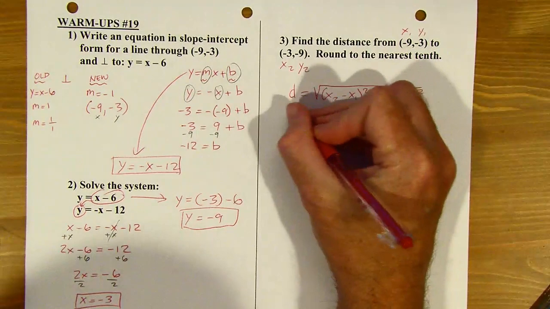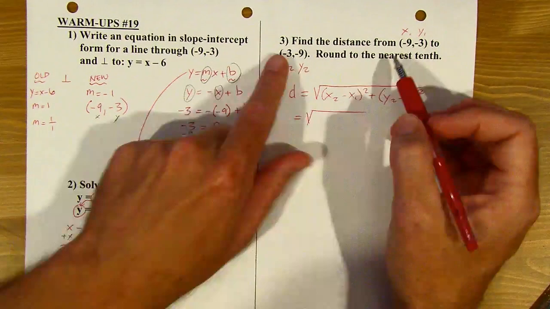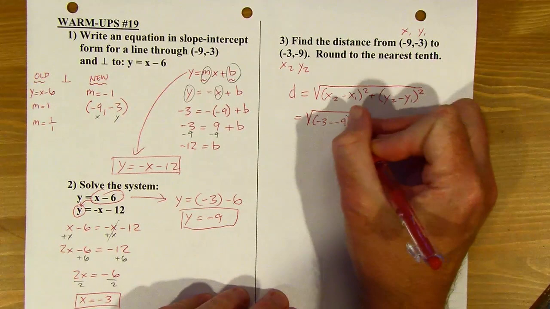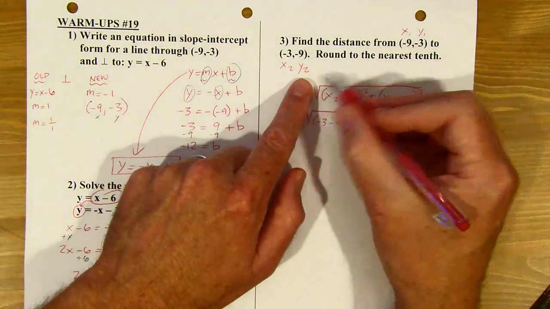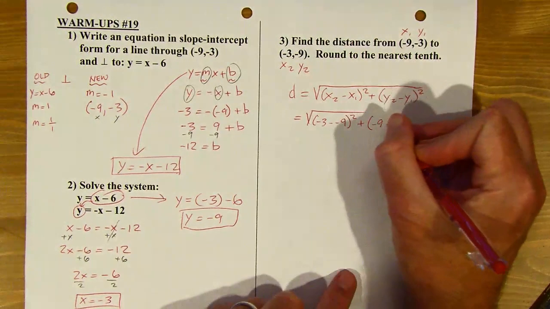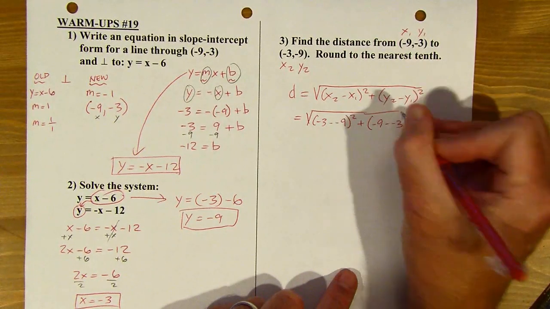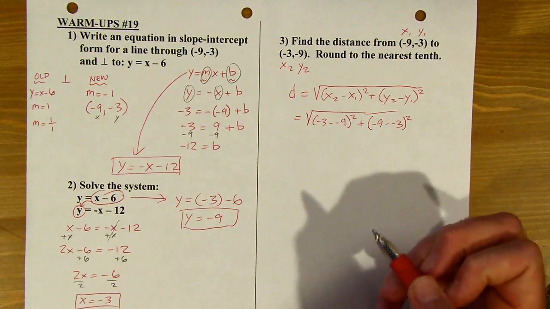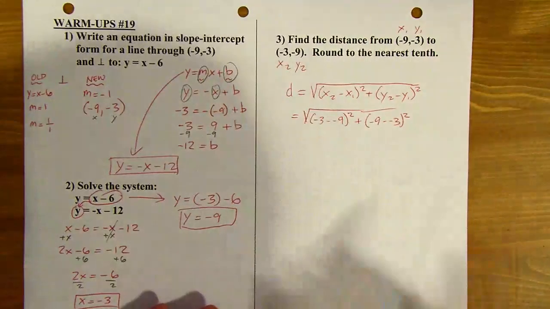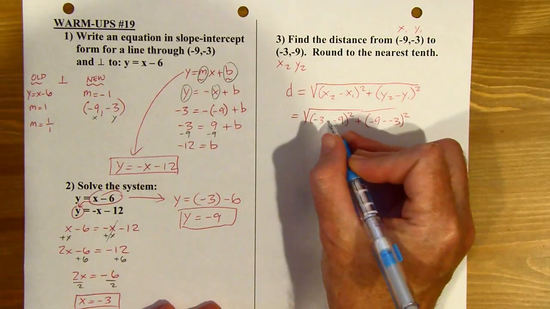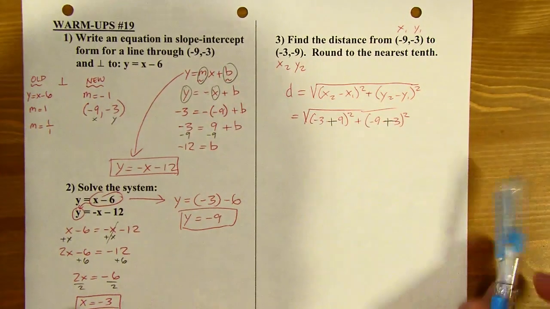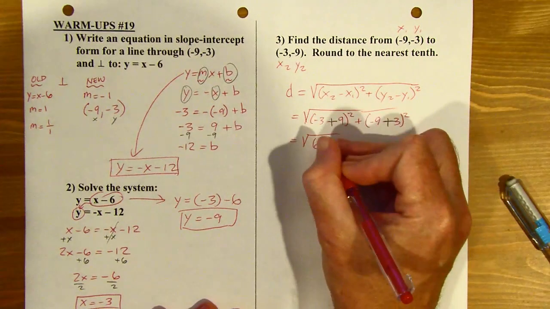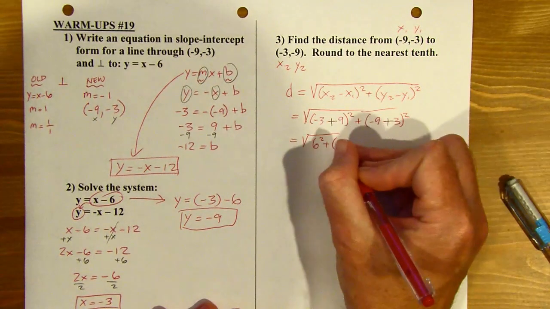Okay. All right. So for x's, I'm going to do negative 3 minus negative 9. You could go in the opposite direction if you wanted. And then for the y's, I'm going to do negative 9 minus negative 3. And again, you could go in the opposite direction. But you want to subtract your two x's and your two y's. Okay? All right. So let's see. I got some double negatives here. So I'm just going to change that into a positive. Same thing over here. So that'll give me 6 squared. And this would be negative 6 squared.